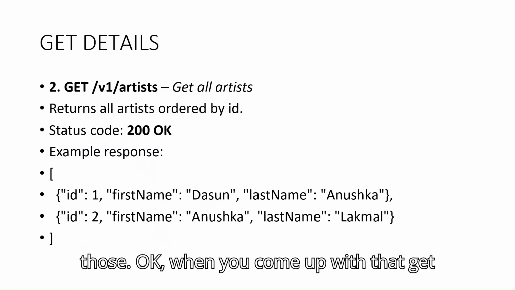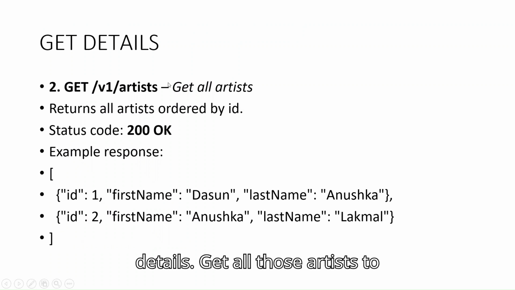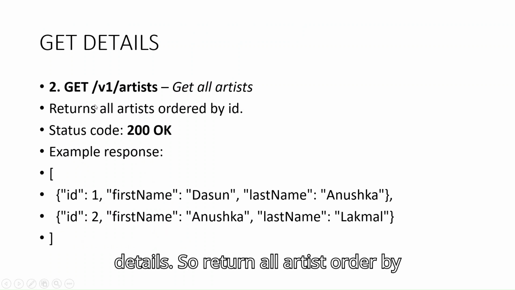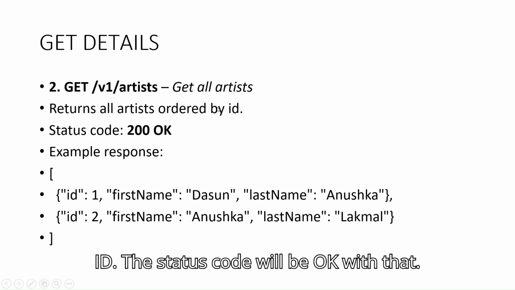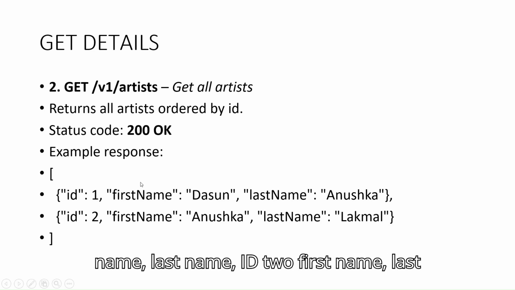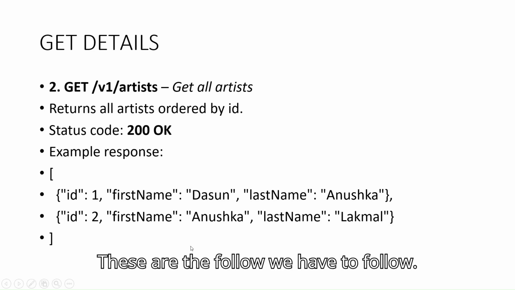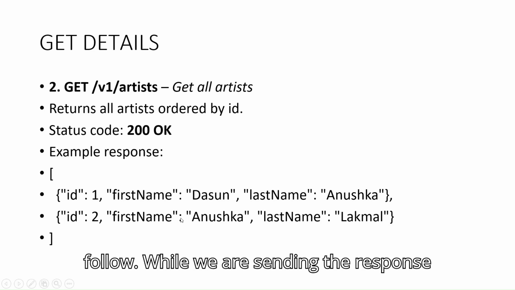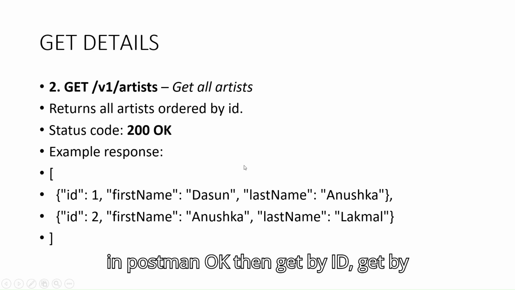Okay, now the get operation to get all artist details. It returns all artists ordered by ID, and the status code will be OK. The response looks like: ID 1, first name, last name; ID 2, first name, last name; ID 3, first name, last name. This is the structure we need to follow while sending the response in Postman.